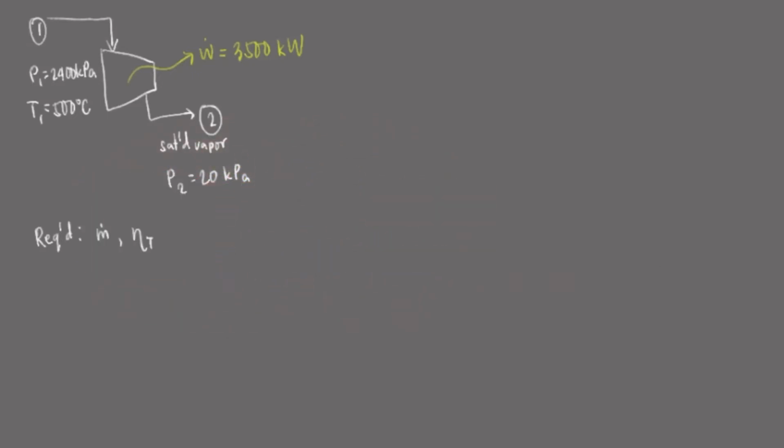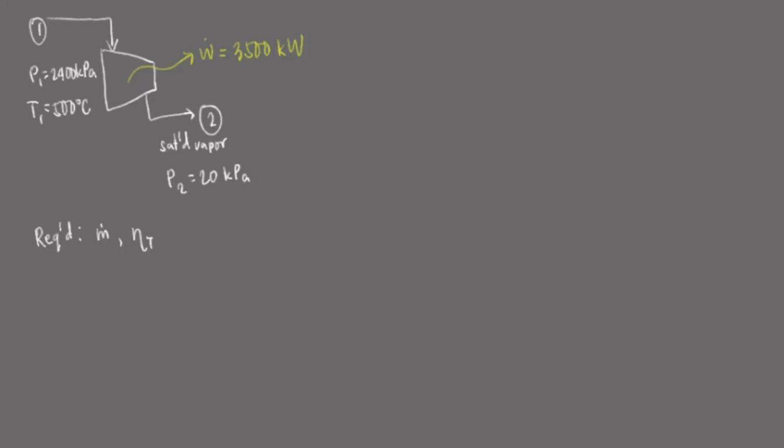Here is our illustration of the problem. We have a turbine given the inlet's pressure and temperature conditions for steam, and our outlet is saturated vapor at 20 kilopascals. It was stated that the turbine generates 3,500 kilowatts of work. Since it is the one generating, in our energy balance, the work term should appear as a negative value. We are required to solve for the mass flow rate of steam and the efficiency of the turbine.